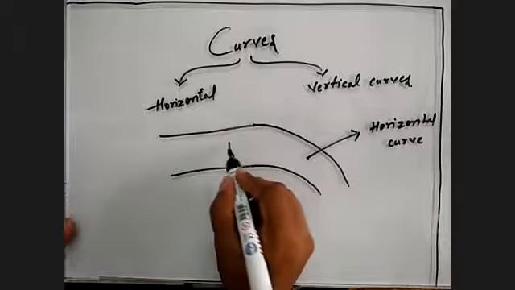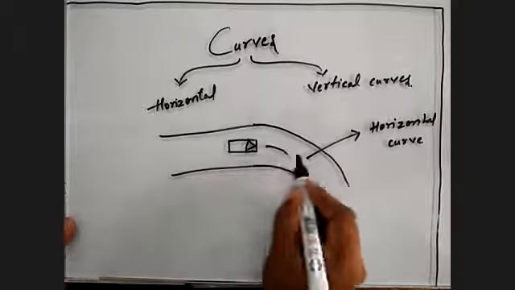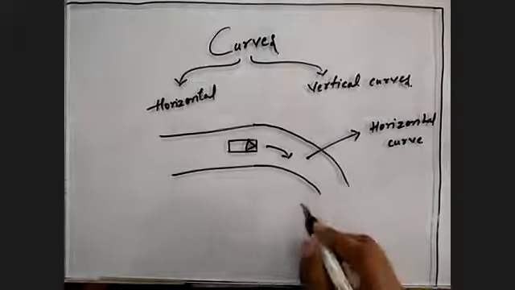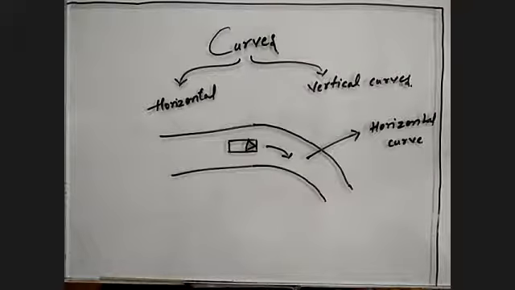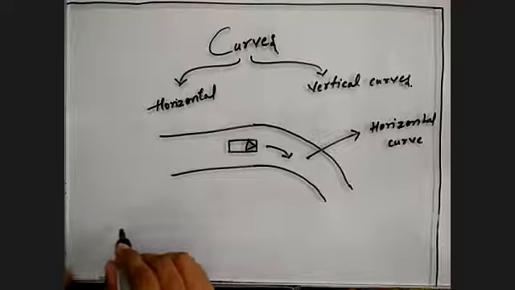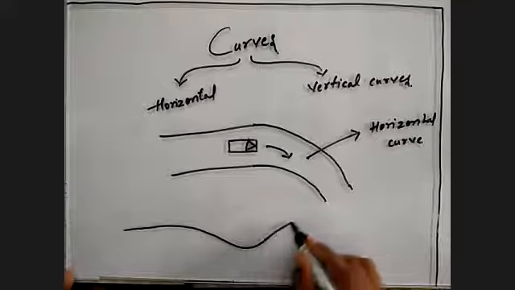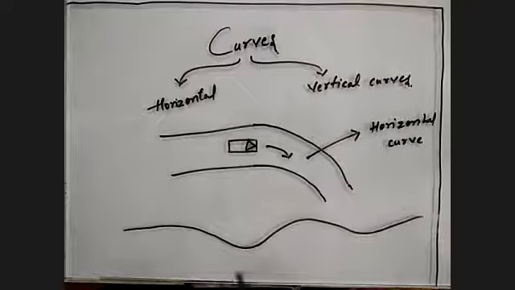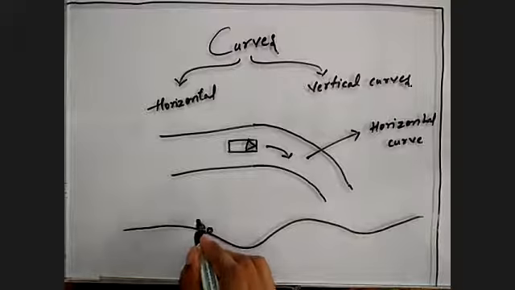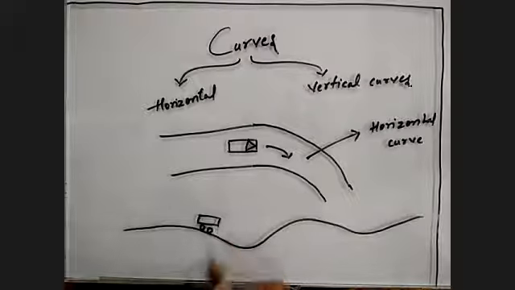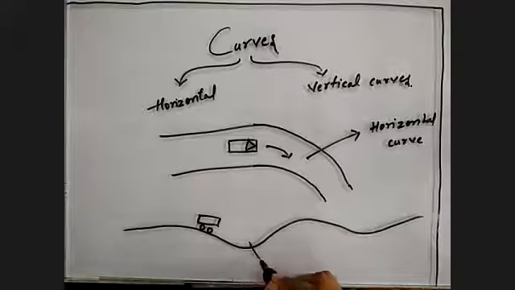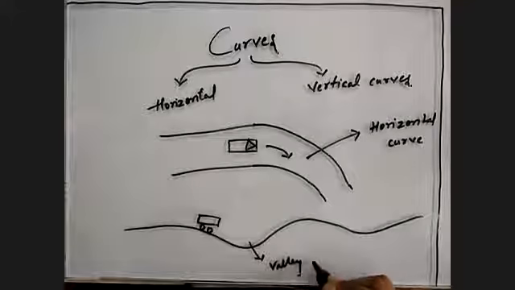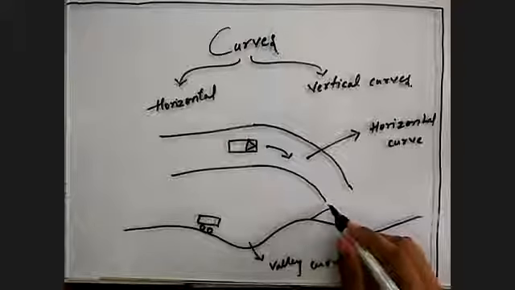In the sense that the vehicles move in this direction, these kinds of curves having a minimum radius are called horizontal curves. When we talk about the profile, these are called vertical curves. Here we can draw the picture because in the profile we will be able to see the vehicle. So these are called vertical curves and these are called horizontal curves. You got the brief idea about that. And these are called valley curves, and this is a summit curve.